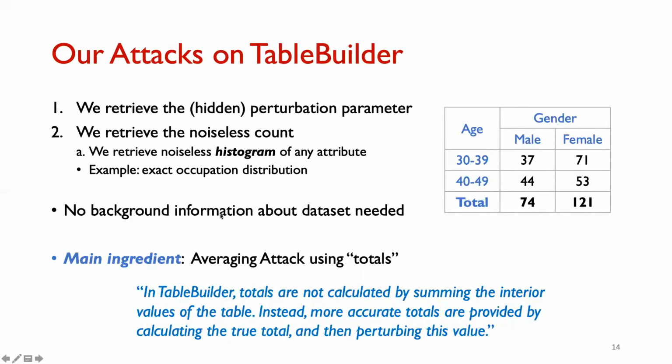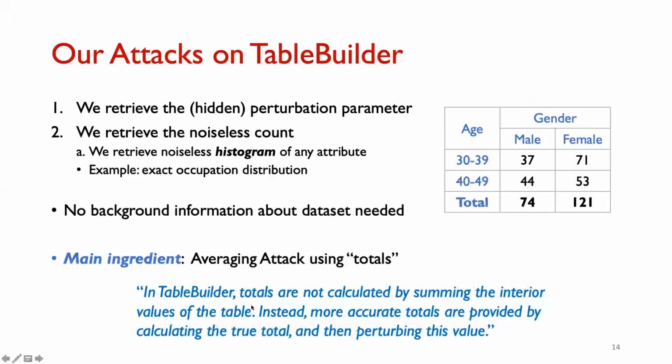A couple of things that I would like to point out. First thing is that the attacks are quite simple. And second thing is they do not require any background information about the data set. And the main ingredient used by our attack is an averaging attack on the so-called totals row or column.